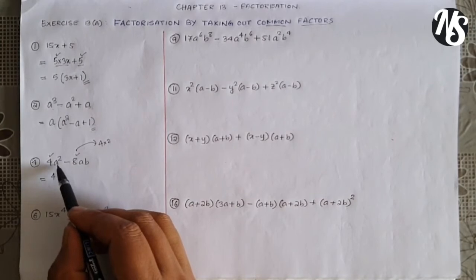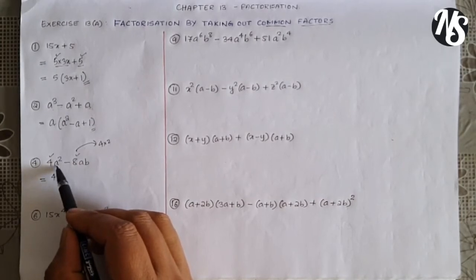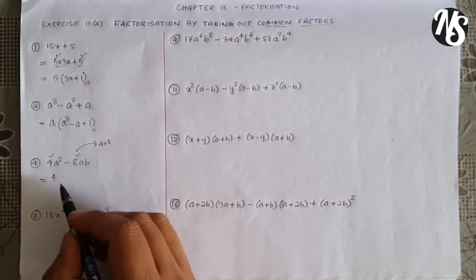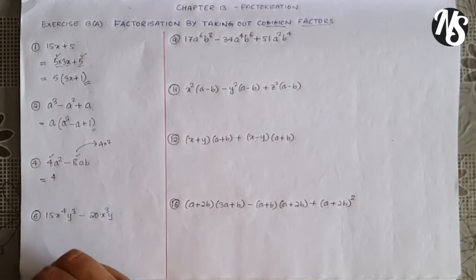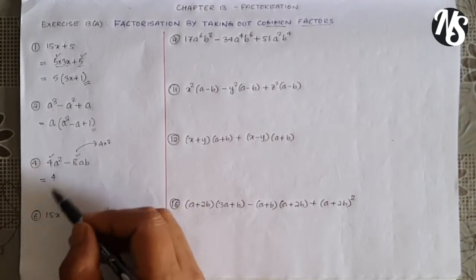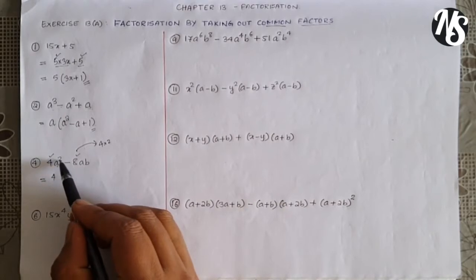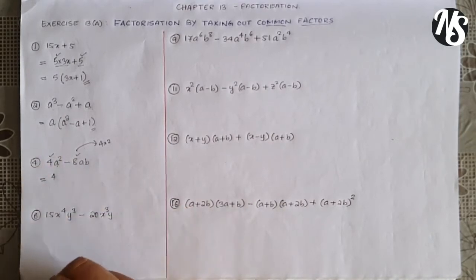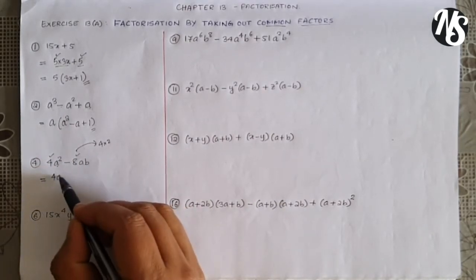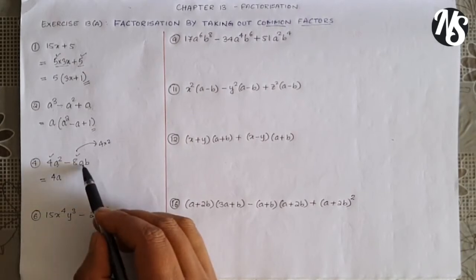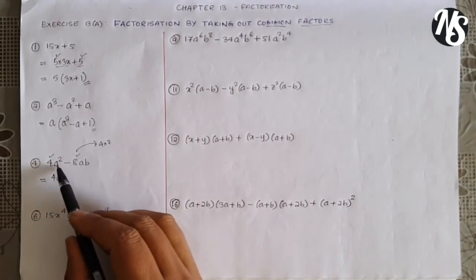Okay, now let's see the variables out here. Here we have a, here also we have a, so that means we can take a as common. Now let's see what is the minimum power of a. Here the power of a is 2, here the power of a is nothing, that is 1. So that's why only the minimum power has to be taken outside.